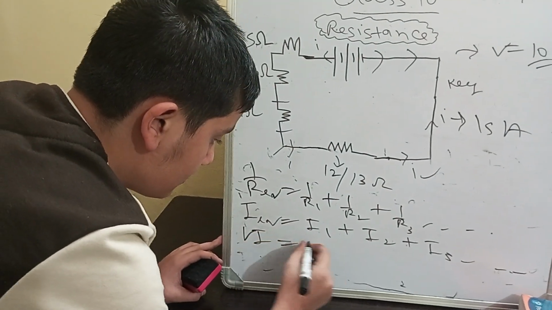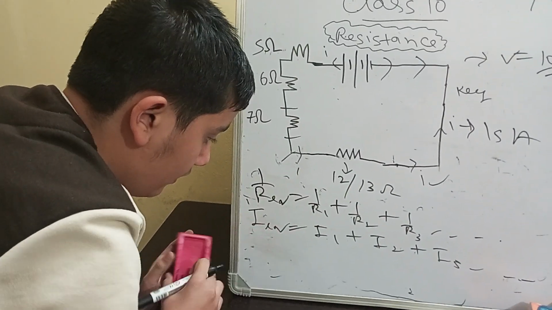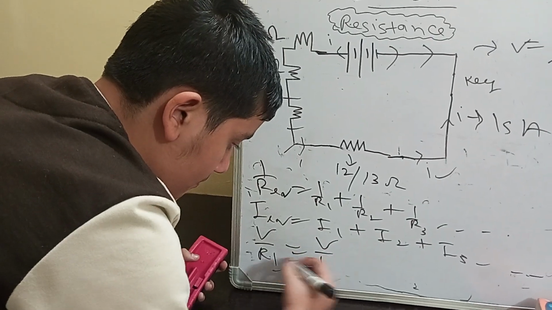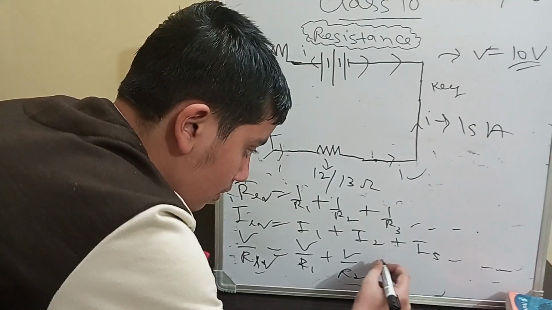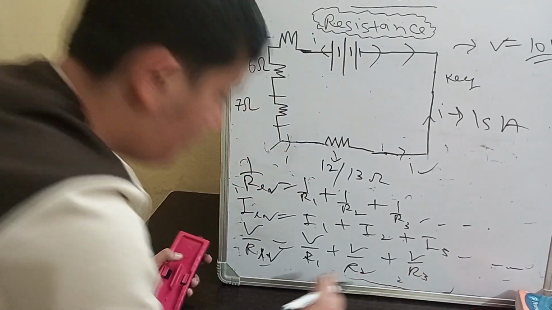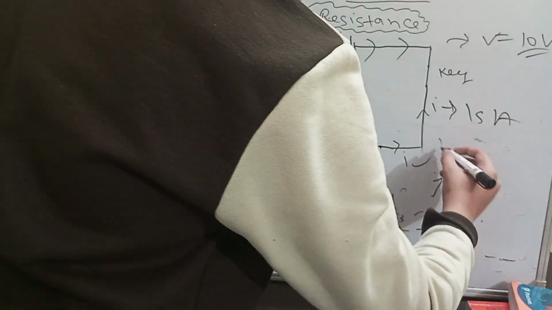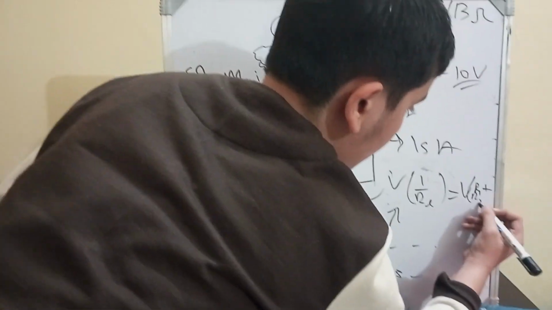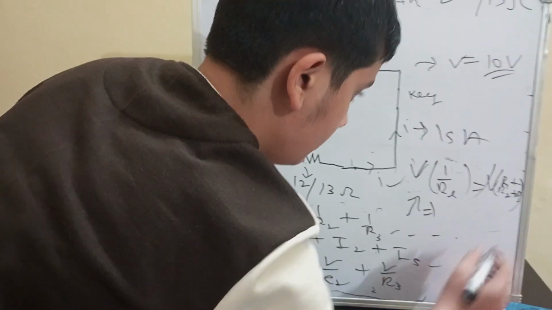We can again replace this by V upon R, by Ohm's law. You know Ohm's law already. Here it is V upon R equivalent equals V upon R1 plus V upon R2 plus V upon R3. Voltage is constant, so V will be taken as common. V cancels and the formula will become 1 upon R.